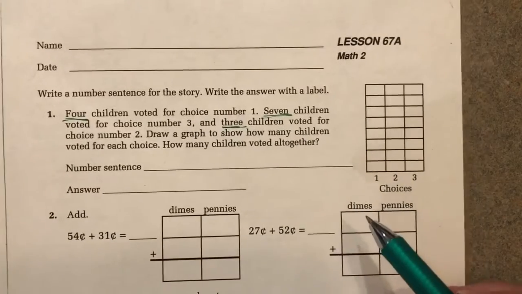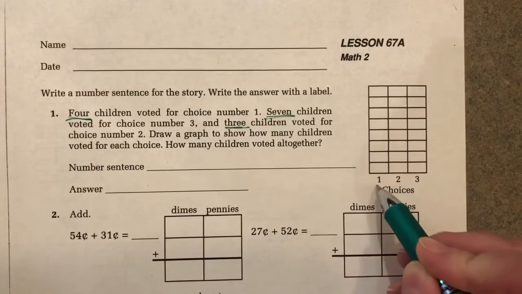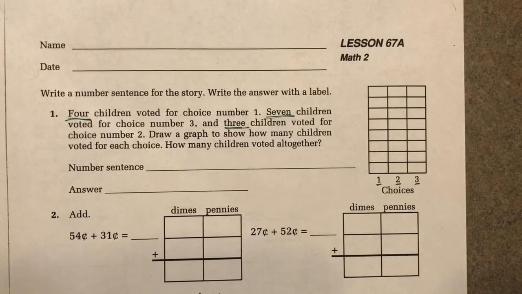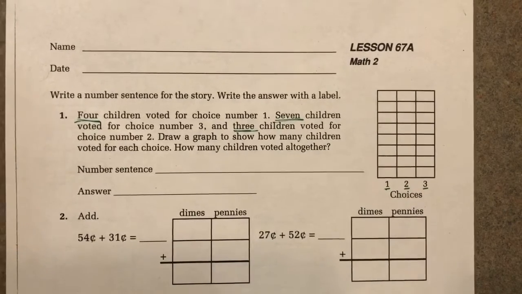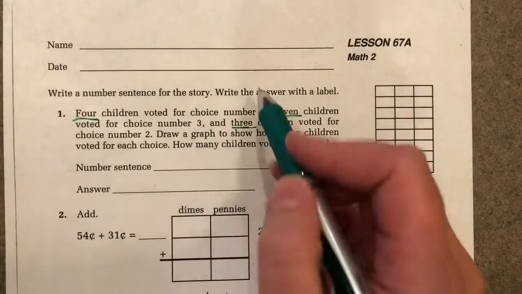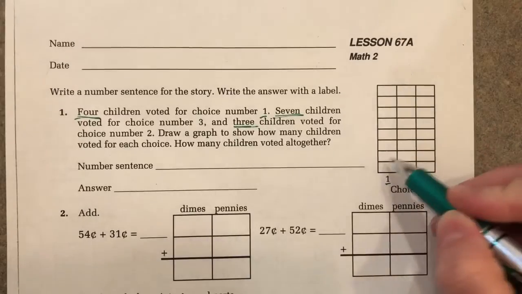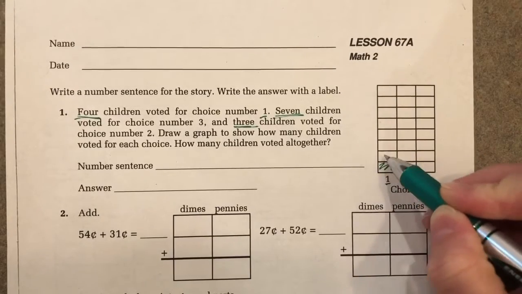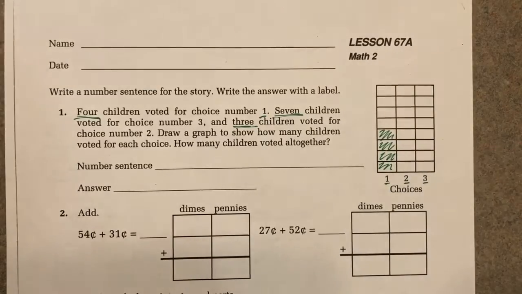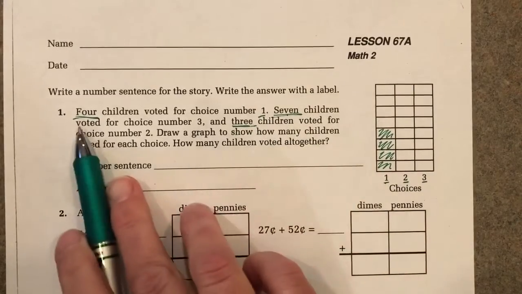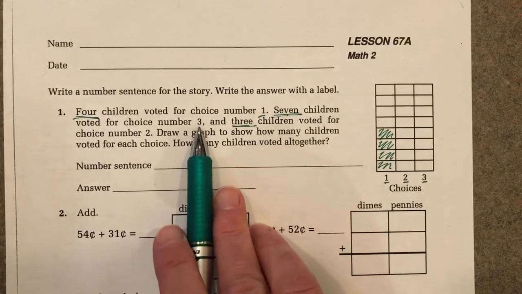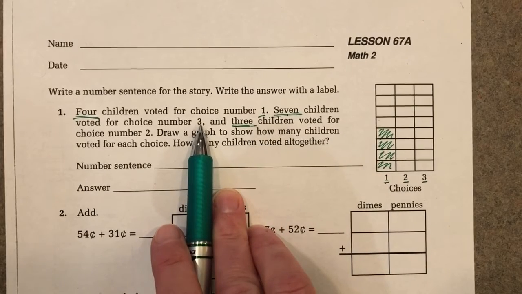So over here on our graph, it says choices 1, 2, and 3. So let's start graphing. It says 4 children voted for choice number 1. So we're going to do 1, 2, 3, 4. 7 children voted for choice number 3. Notice they didn't do these in order, so pay attention to which ones you're filling in.